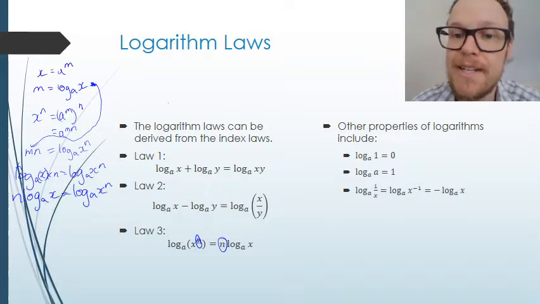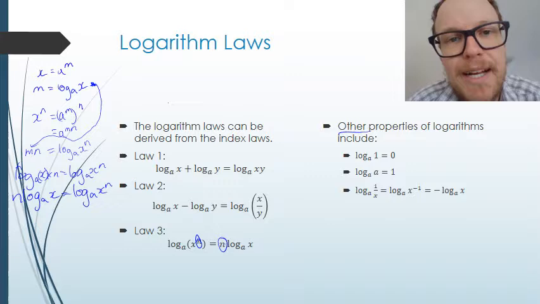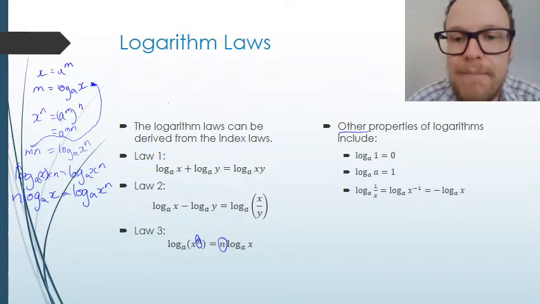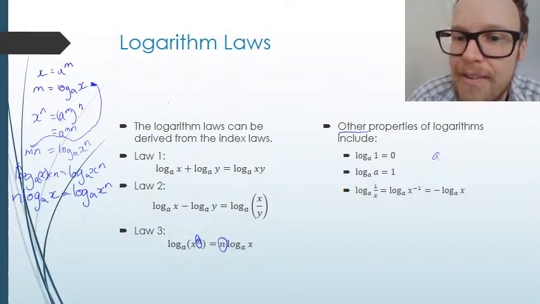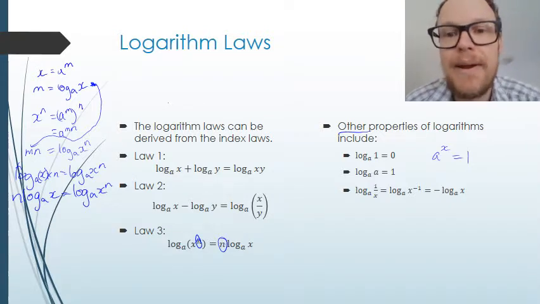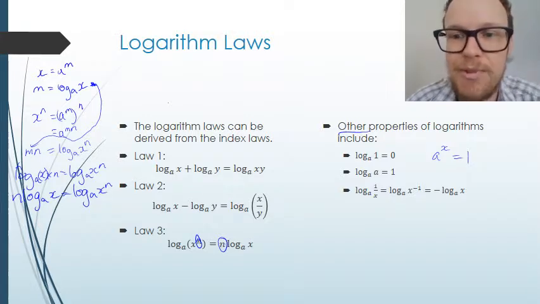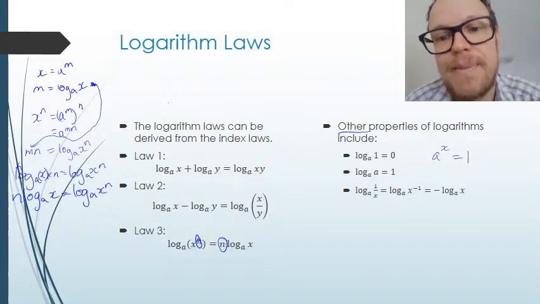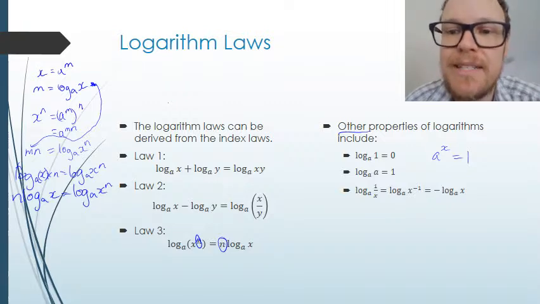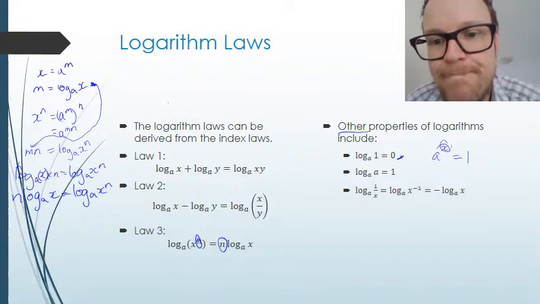We can think about some other properties of logarithms now as well. Log to the base a of 1 is equal to 0. Thinking about our reworking, if I've got a to the power of x equals 1, a to the power of 0 will always equal 1. Anything to the power of 0 always equals 1. So if I've got log to the base a of 1, the exponent will always equal 0. So that's why it equals 0 here.